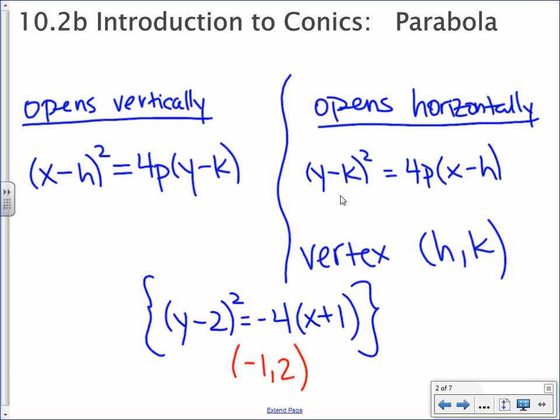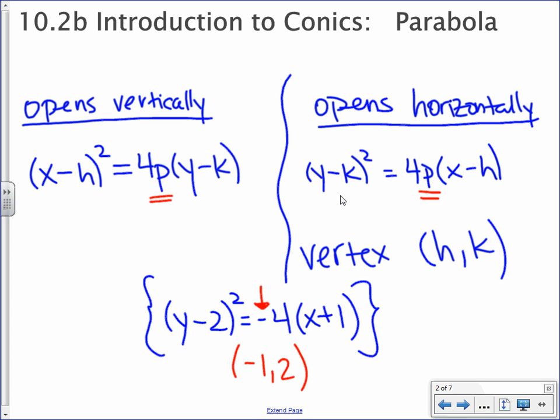Okay. So I'm going to go back to what Amanda said. This negative right here, that is what's going to tell us that it opens left as opposed to right. Okay? So basically, our p-value is what's going to tell us if it opens to the right versus the left, or when it's vertical, is it going to open up as opposed to down? Okay? So those are the things that we're going to need to keep in mind when we write these equations.